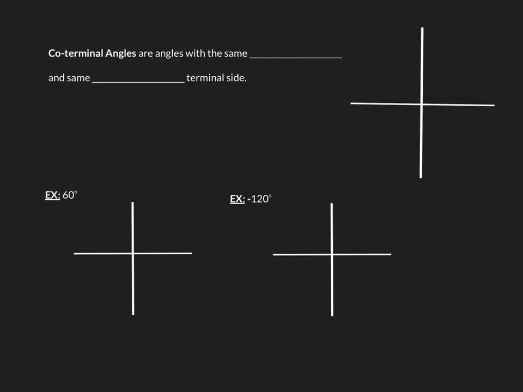Okay, so the next type of angle that we're going to talk about is something called a coterminal angle. Well, what does the prefix co mean? Right, it means together with something. So when it says coterminal, it means it's together with the terminal side. So coterminal angles are angles with the same initial and same terminal side.